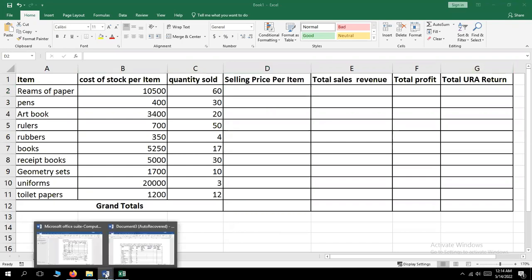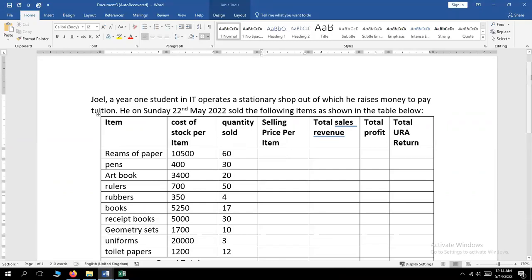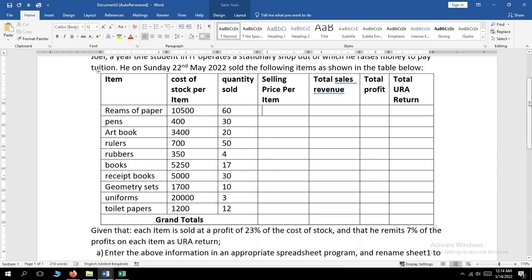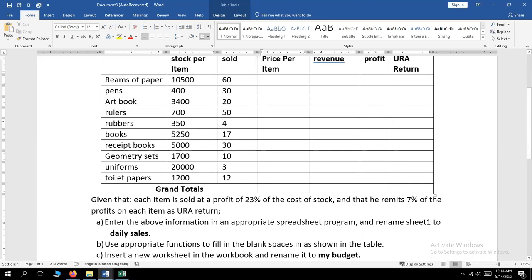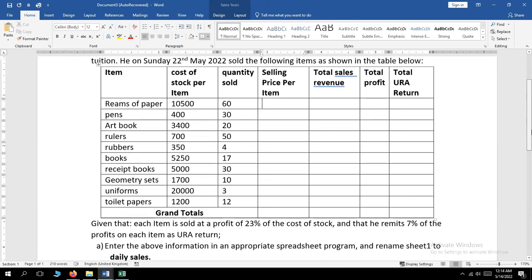We have some guiding questions. For example, they're telling us that to get selling price, we need to get cost of stock plus 23% of cost of stock. So in other words, 23% is the profit. Therefore, we need to get 23% first and then add it onto the cost of stock to determine the selling price per item. Then we have revenues. They're telling us that having got the total sales revenue, we need to deduct 70% of it to be remitted to the tax body.